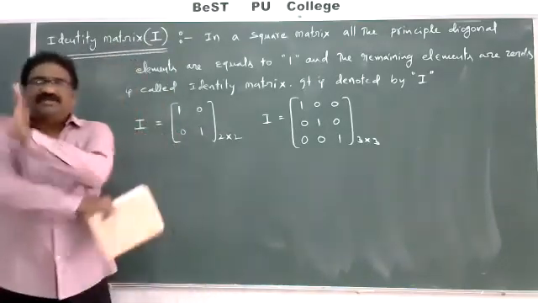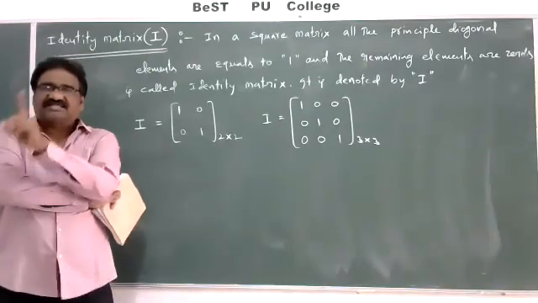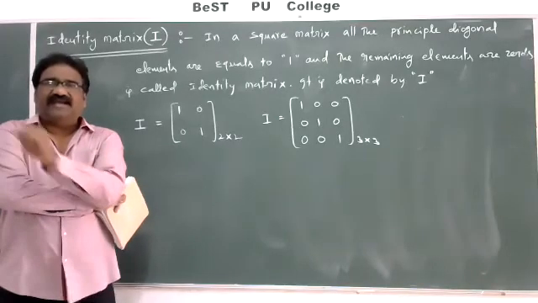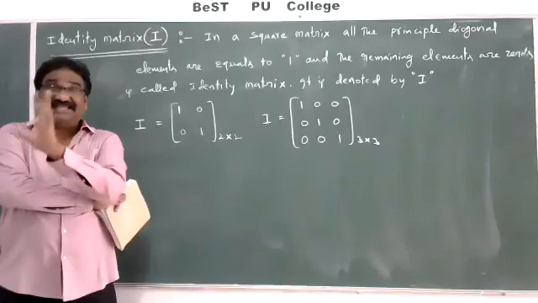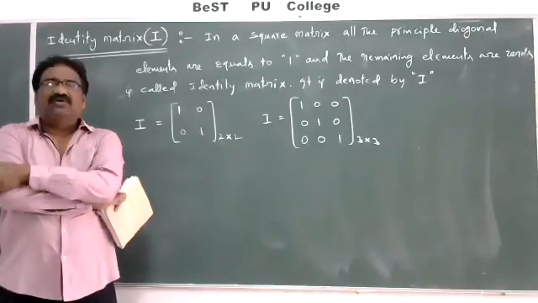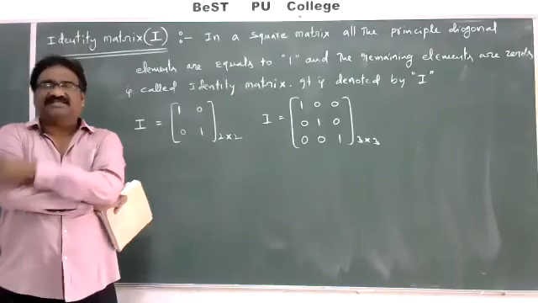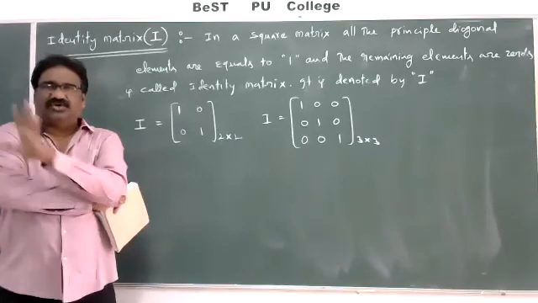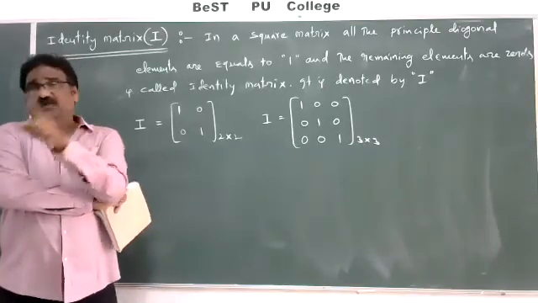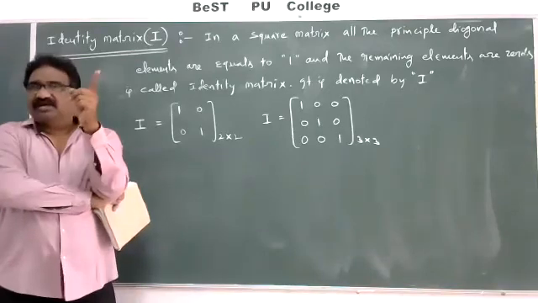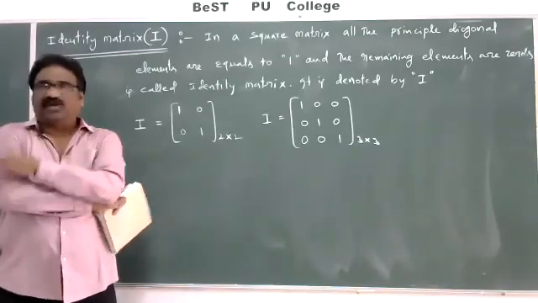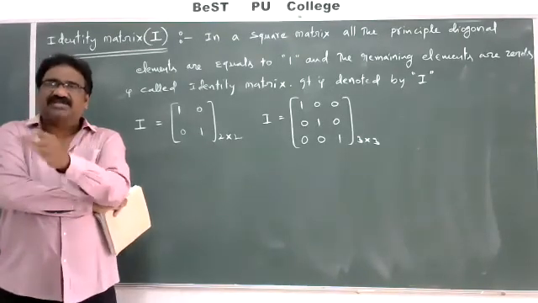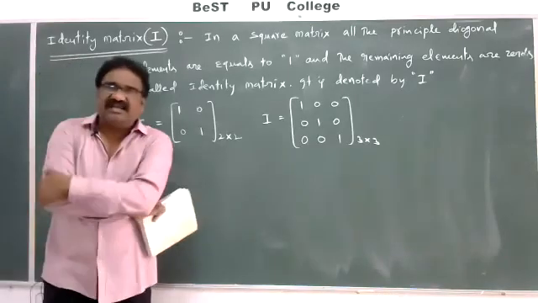So here we observe the relation between diagonal matrix, scalar matrix, and identity matrix. You remember that. What is meant by diagonal matrix? In a square matrix, all the elements are zeros except the principal diagonal elements. If the principal diagonal elements are equal, not equal to 0, and the remaining elements are zeros, it is called a scalar matrix.